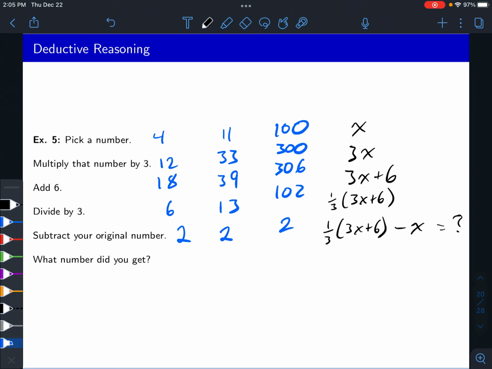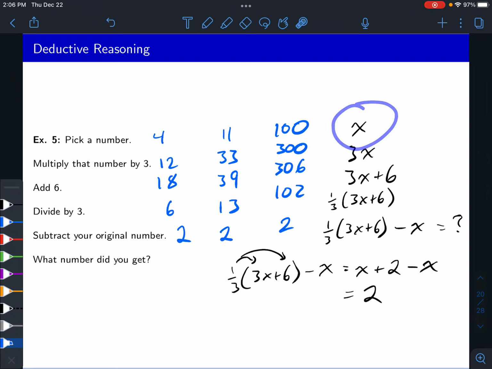So does this number always equal 2? Well, we can just take this expression right here and simplify it. So 1/3 of 3x plus 6 minus x is equal to, well, if I distribute this 1/3 to all of the terms, then 1/3 of 3x is equal to x, plus a third of 6 is equal to 2. So I get x plus 2 minus x. Now those x's will cancel, and we're left with 2. So regardless of what number we started with, x, our final step is always going to be equal to 2.